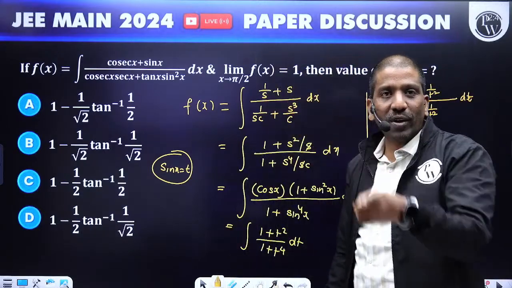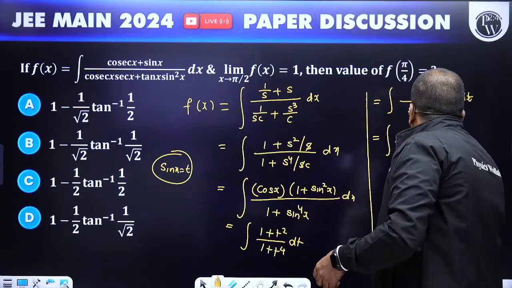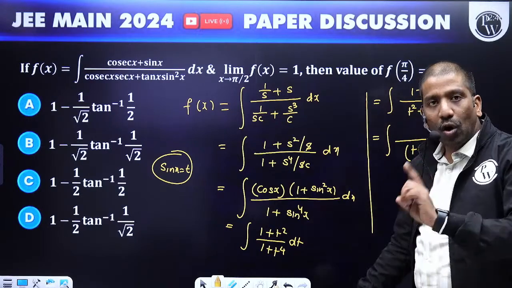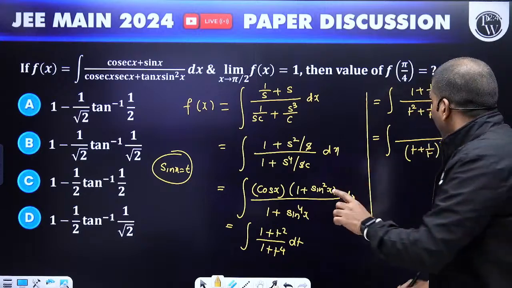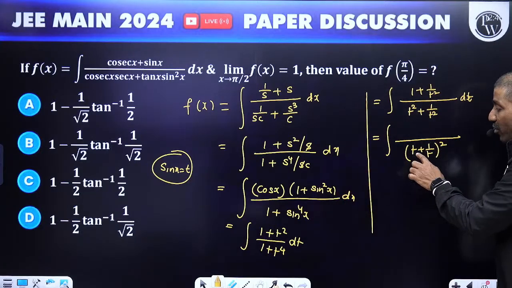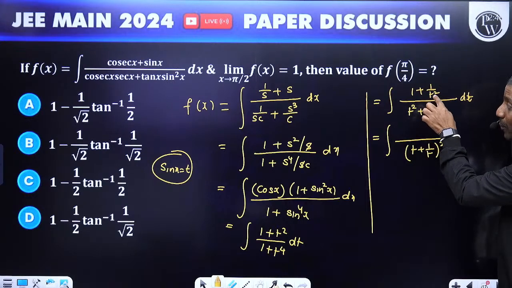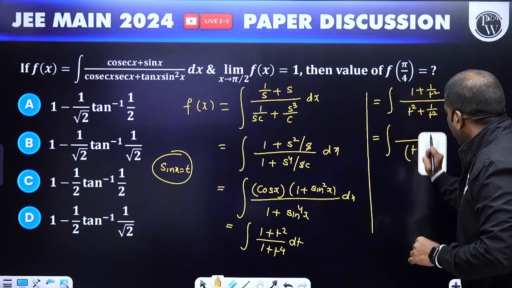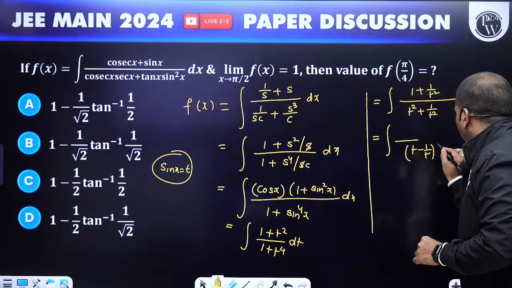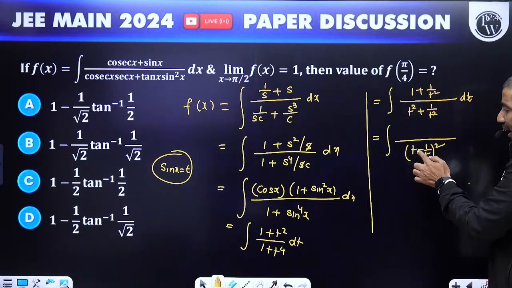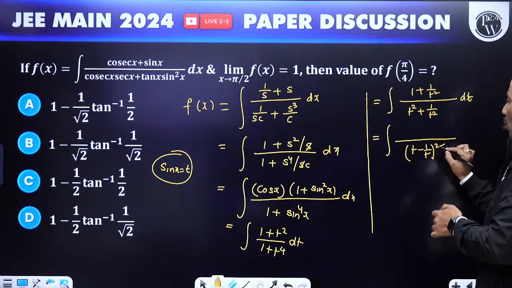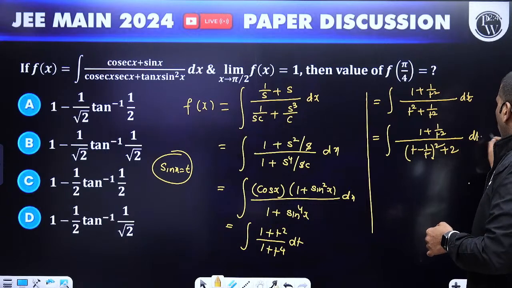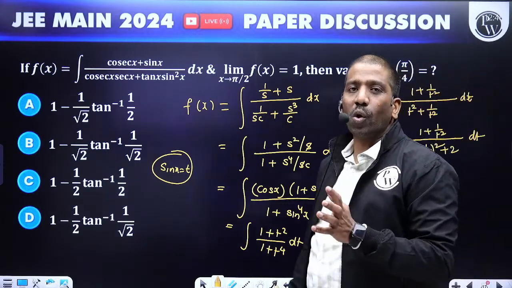Because 1 plus 1 by t square is in the numerator. Then what do I do here? T plus 1 by t whole square. No. Why no? The derivative of t plus 1 by t whole square is 1 minus 1 by t square, but I want 1 plus 1 by t square in the numerator. So what do I do? T minus 1 by t whole square. That is what I would write. So when we expand, t square plus 1 by t square minus 2. So I am writing plus 2, 1 plus 1 by t square dt. That's all. Simplification of a biquadratic.